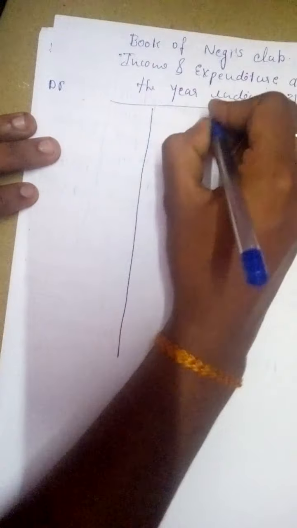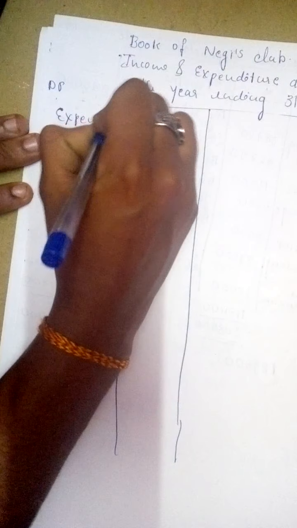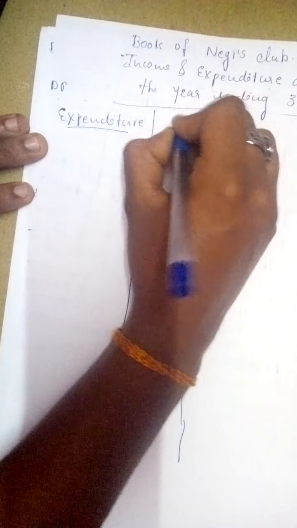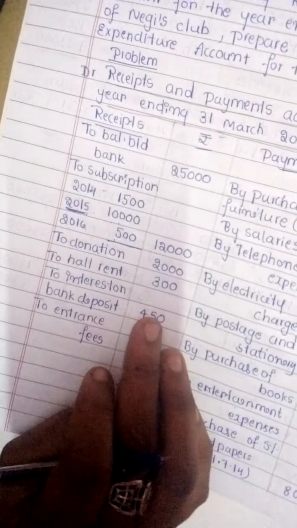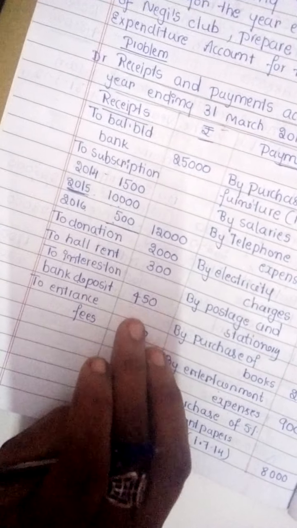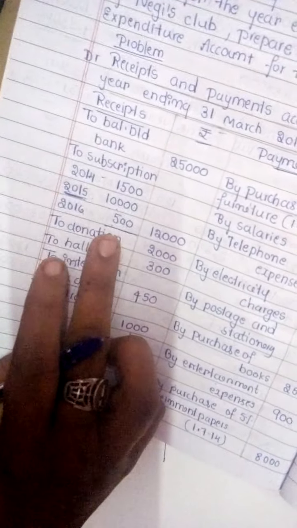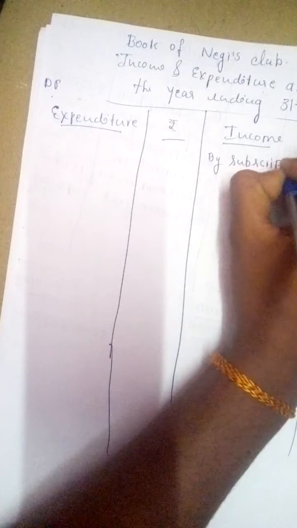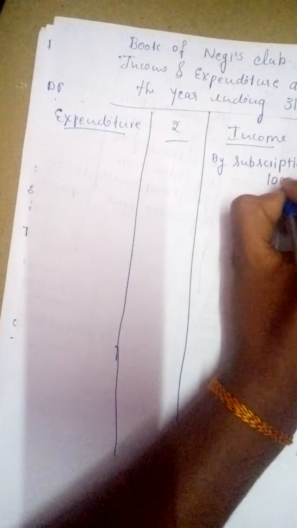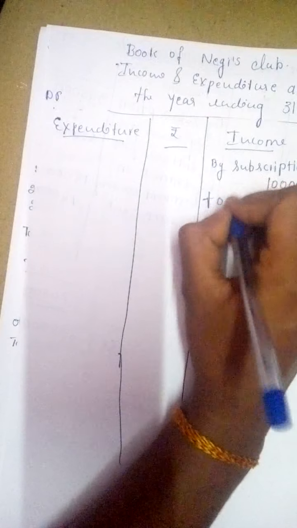Then the format: expenditure side, this income side. See, we should exclude the opening balance, right? Now what do we need to write down? The subscription of only the current year. So by subscription amounting to rupees 10,000. Now we need to write down the outstanding.